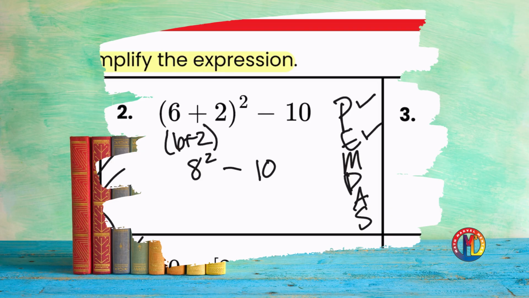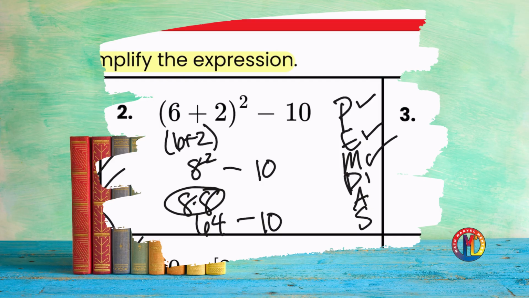Okay, next we have exponents. And so I'm going to do 8 times 8, which gives us 64, and minus 10. Remember, this is not 16. You're not doing 8 times 2. Write it out. That will help you remember and do it correctly. 8 to the second power means 8 times 8, which gives us 64.